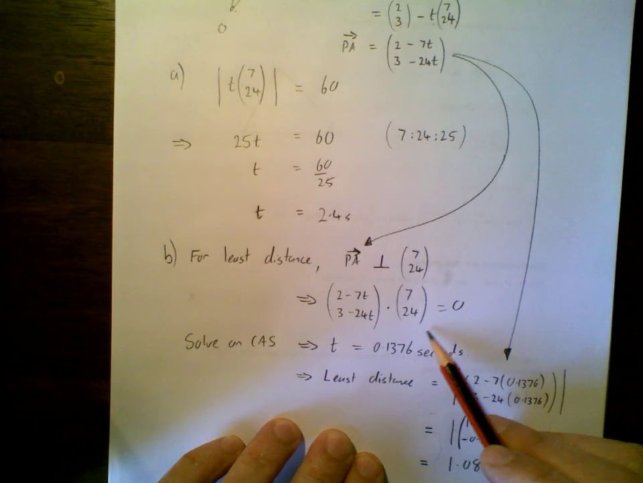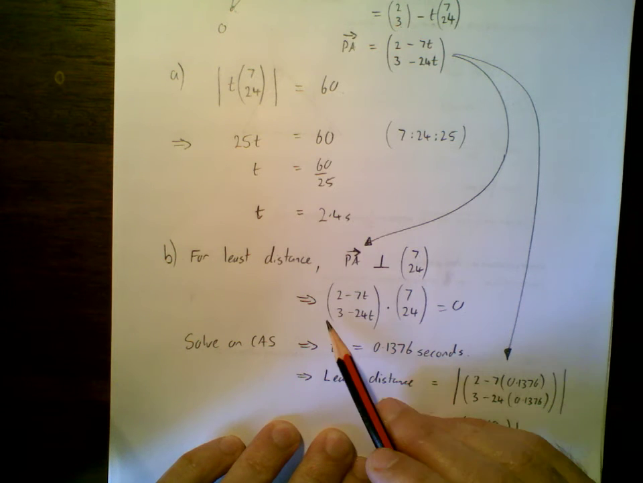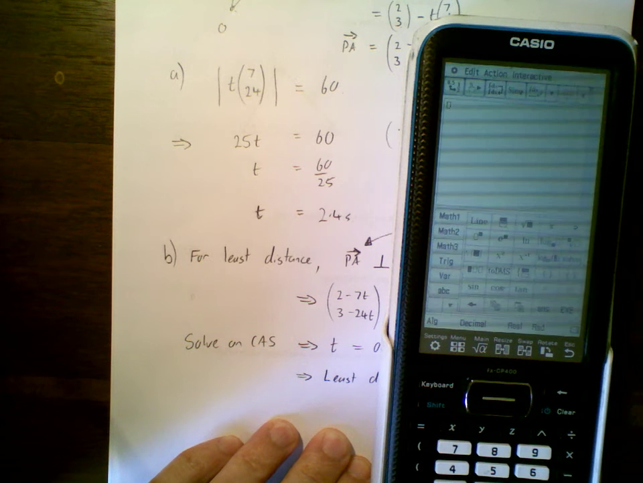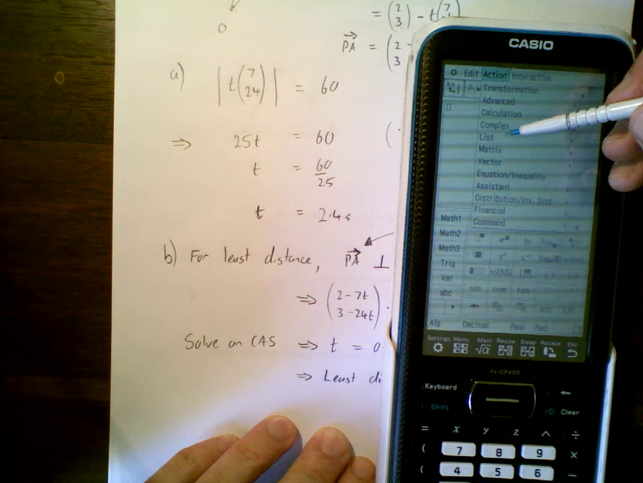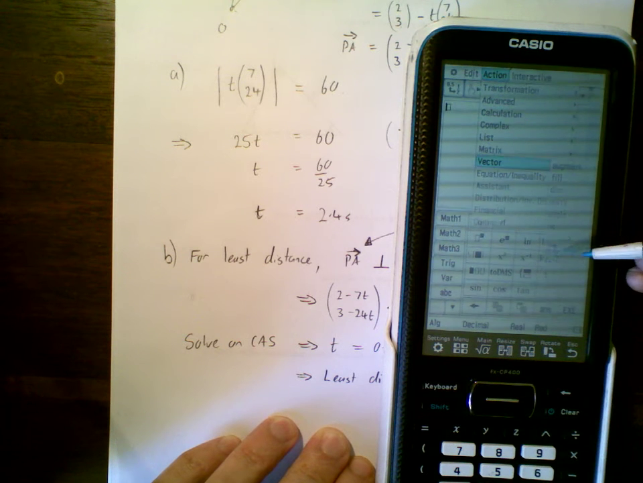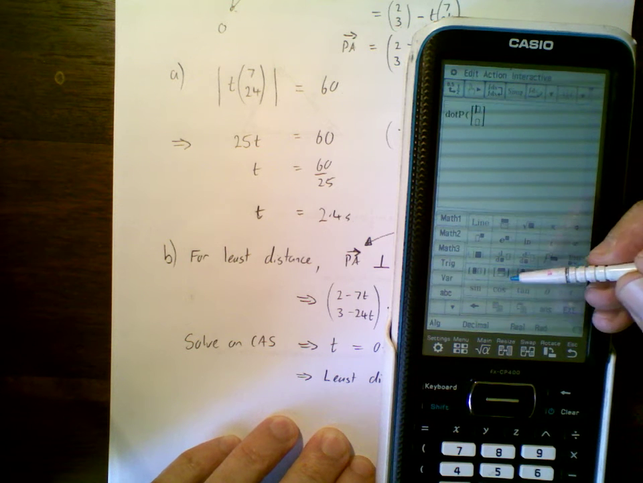And we can actually do that calculation, the dot product, set it equal to 0, on our ClassPad, and we can even solve for the t value on our ClassPad. So I'll do that over here. We just go to Action, Vector, and Dot Product. And then we go to Math 2 and put in our vectors in vertical form.